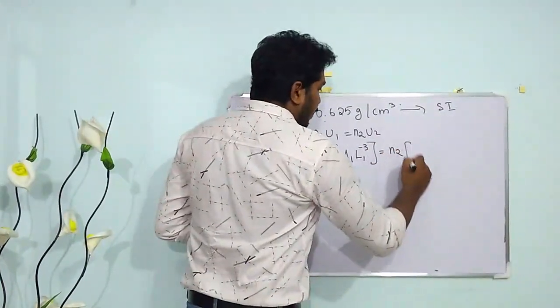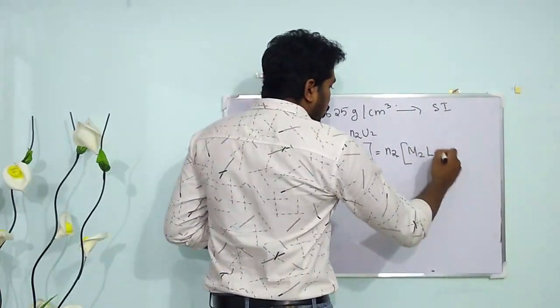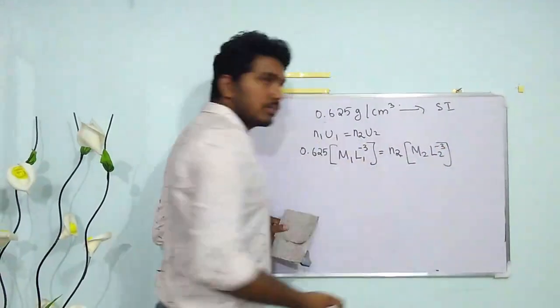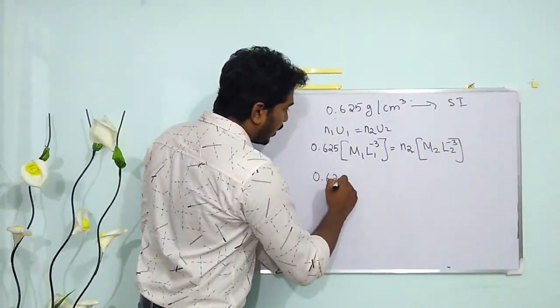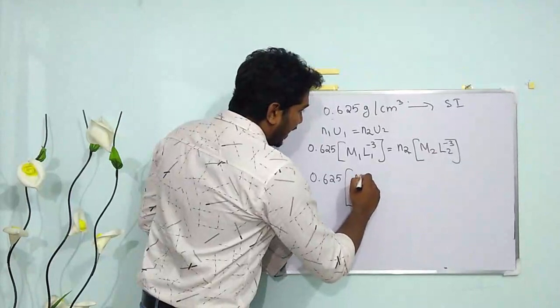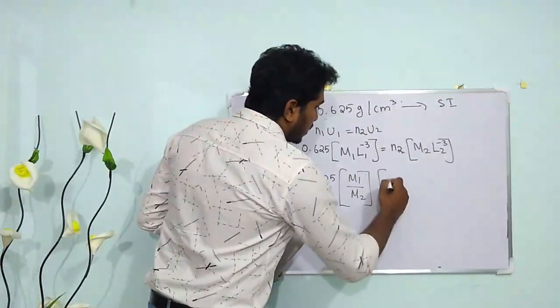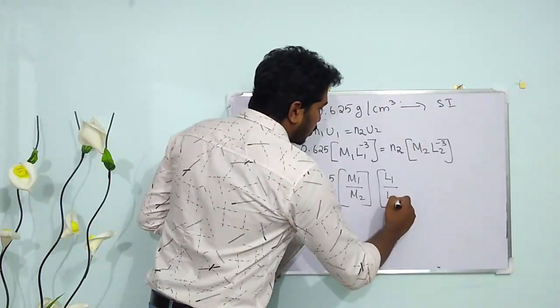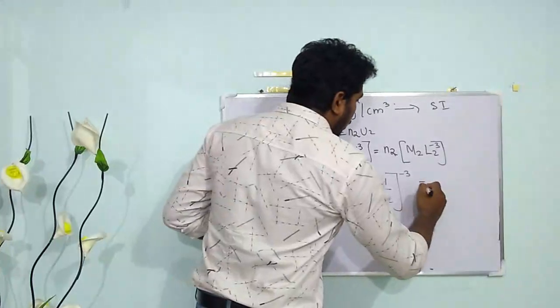We have defined N2. M2, L2 raised to minus 3. Right? I'm taking this term over here. It will be 0.625 M1 by M2 and L1 by L2, the whole raised to minus 3. Fine. That will be equal to what?